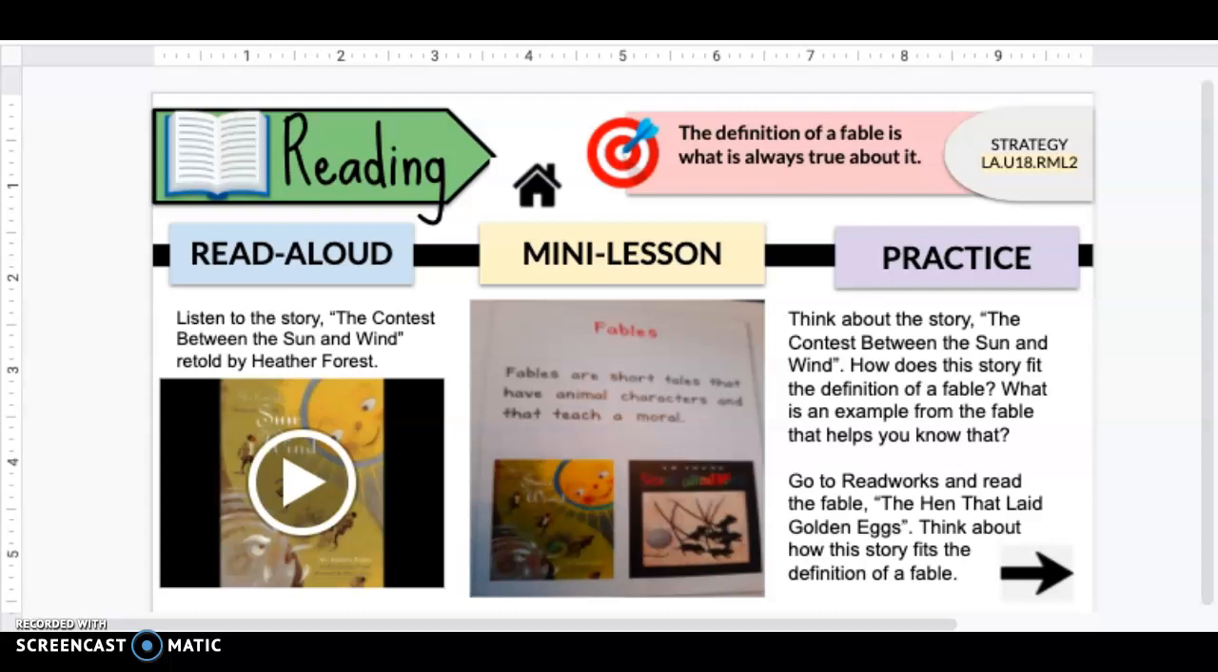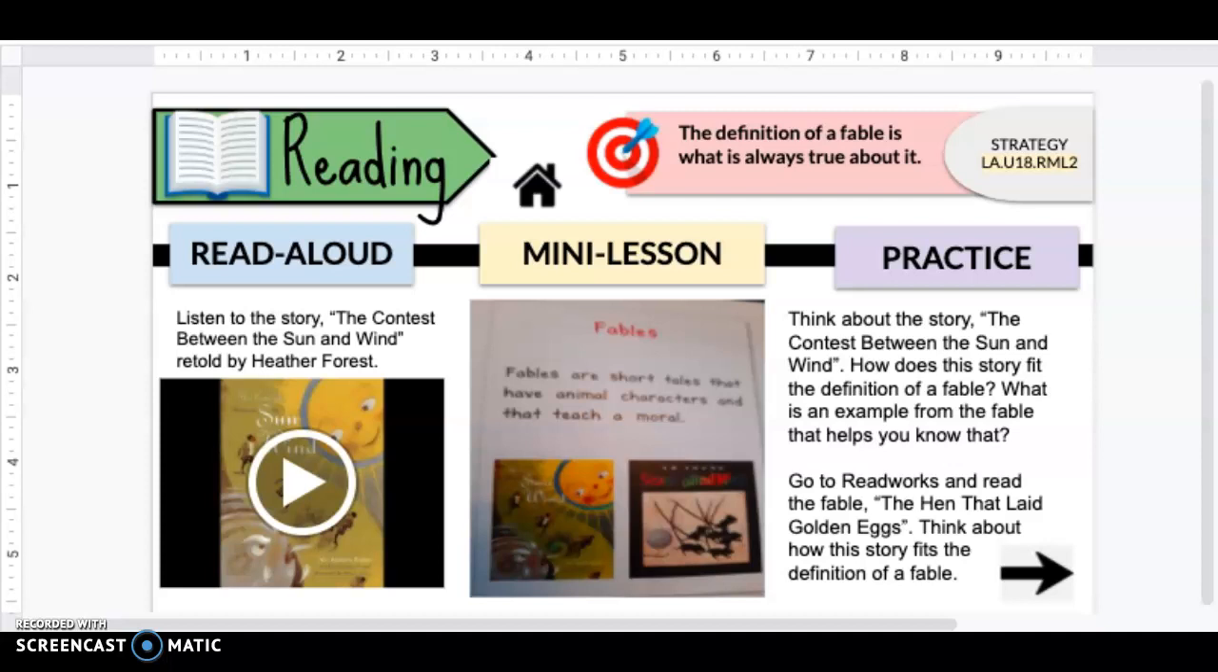So a fable is a story that is passed down orally, means by mouth, from one group to another over a long time. These types of stories are called traditional literature. Fables are just one type of traditional literature.